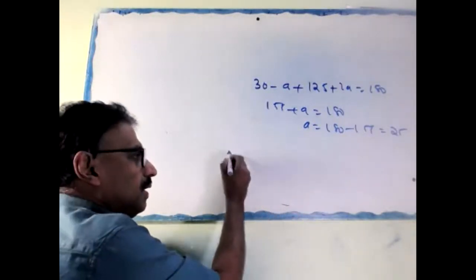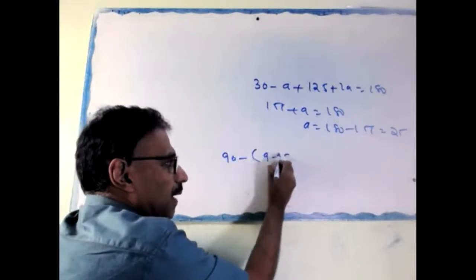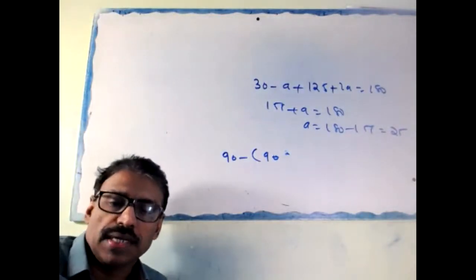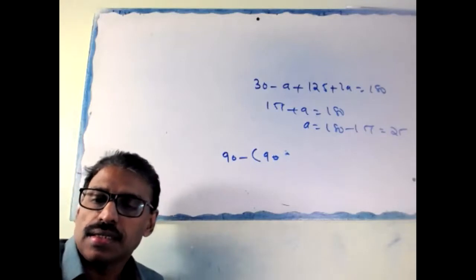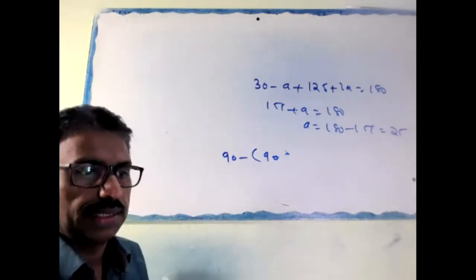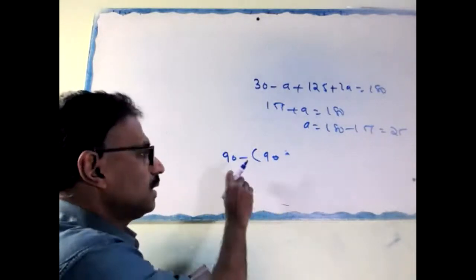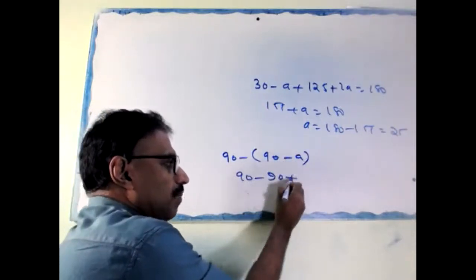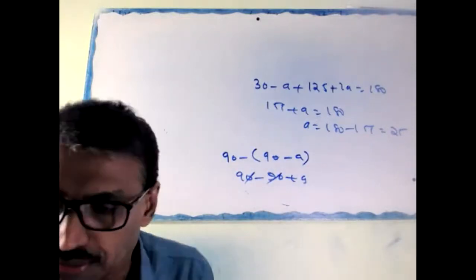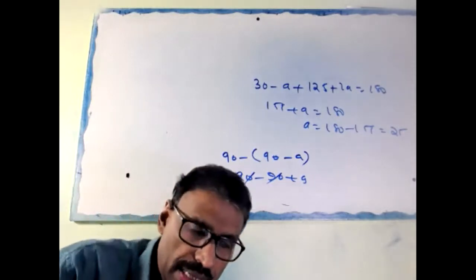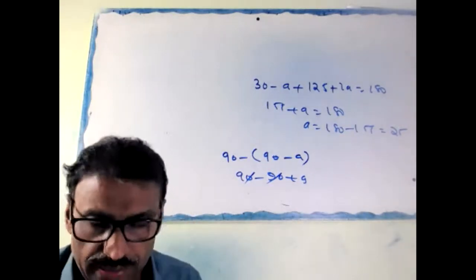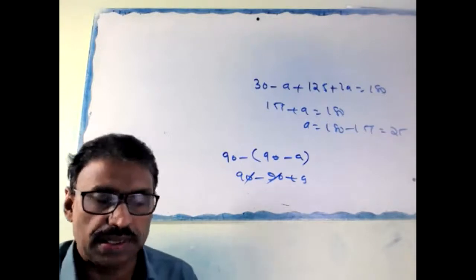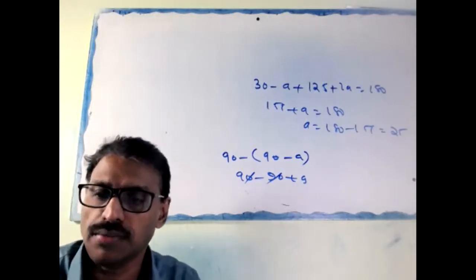Look at here, man. 90 minus of 90 minus A, right? Listen, the complement of 30 is what? 60, right? Complement of 30 is 60. How? 90 minus 30. That means complement of 90 minus A means 90 minus of 90 minus A. That is what? 90 minus 90 plus A. Answer what? A. This is a star question. Okay. Complement of 10, what? 90 minus 10. Complement of 60, 90 minus 60. Complement of 30, 90 minus 30. Like that. Okay. Clear now?